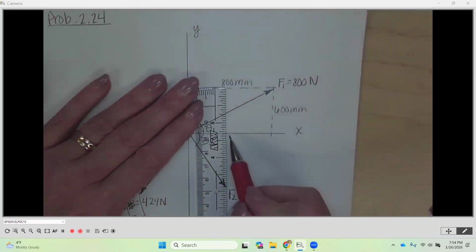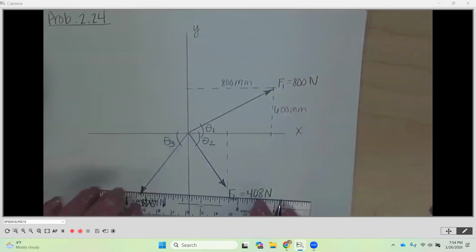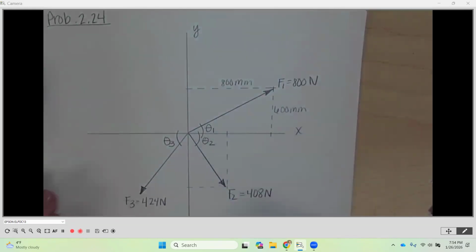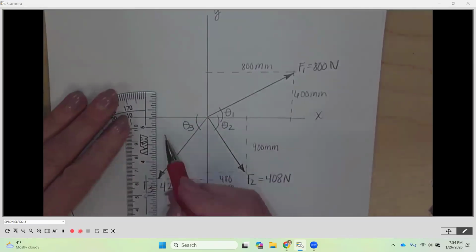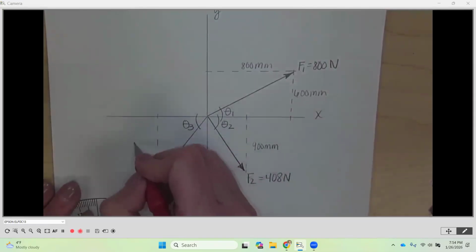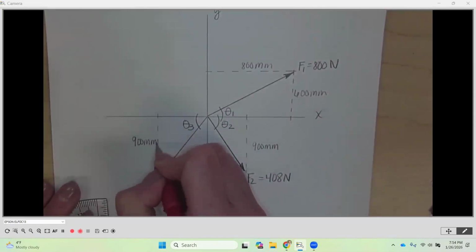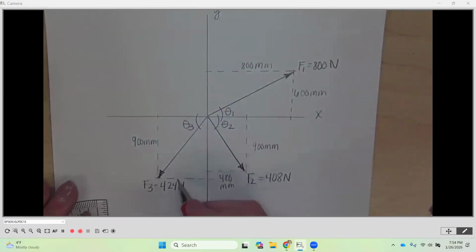And then I'm going to do the same thing for my theta 2 and my F2. So my F2 is 900 millimeters vertically and 480 millimeters horizontally. I know they should be at the same height, but that's not the way they came out. So make sure you use the 900 millimeters vertically for F3. And I'm going to sneak this one in here, 560 millimeters for the horizontal.